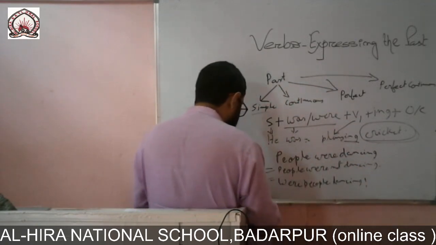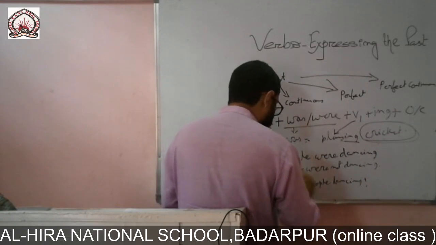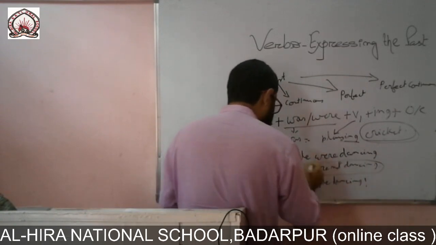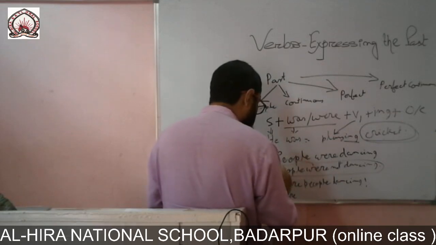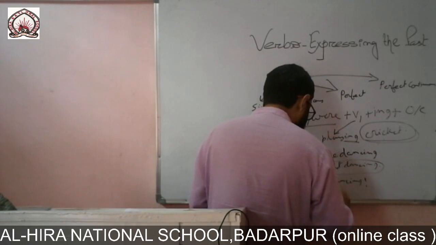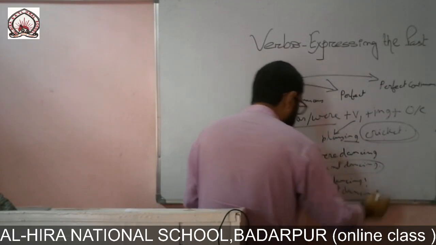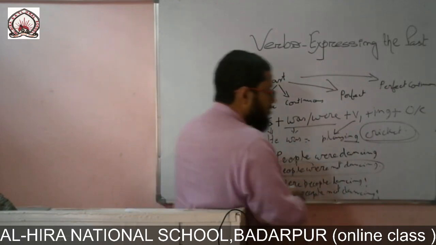Negative interrogative: we have to focus on the negative, then put the auxiliary verb before the subject. Were people not dancing? Like this we have to do. Okay.